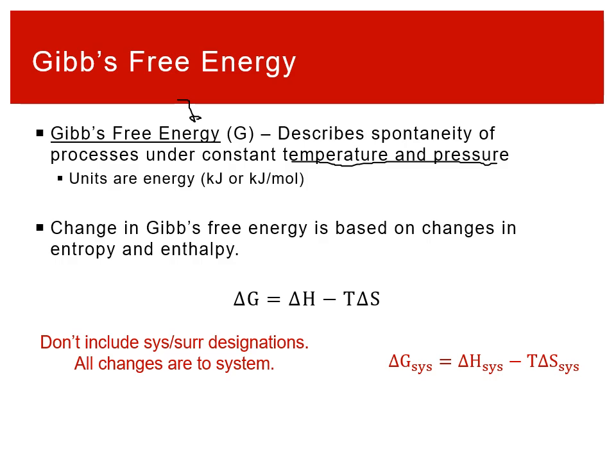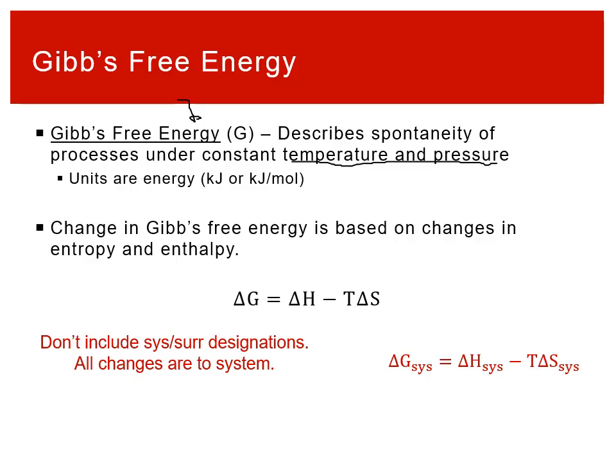Gibbs free energy is composed of enthalpy and entropy. So the change in the Gibbs free energy of a reaction or of a process is equal to the change in enthalpy minus the temperature times the change in entropy. So it's the same ideas that we saw combined together previously.